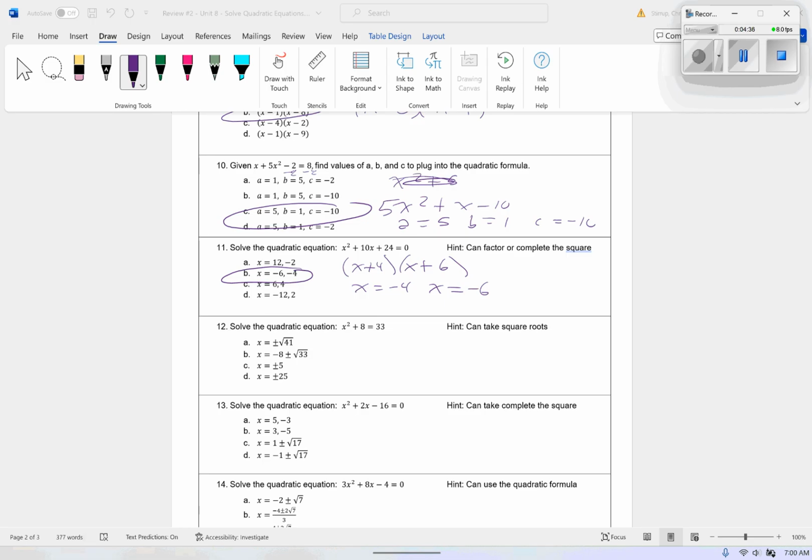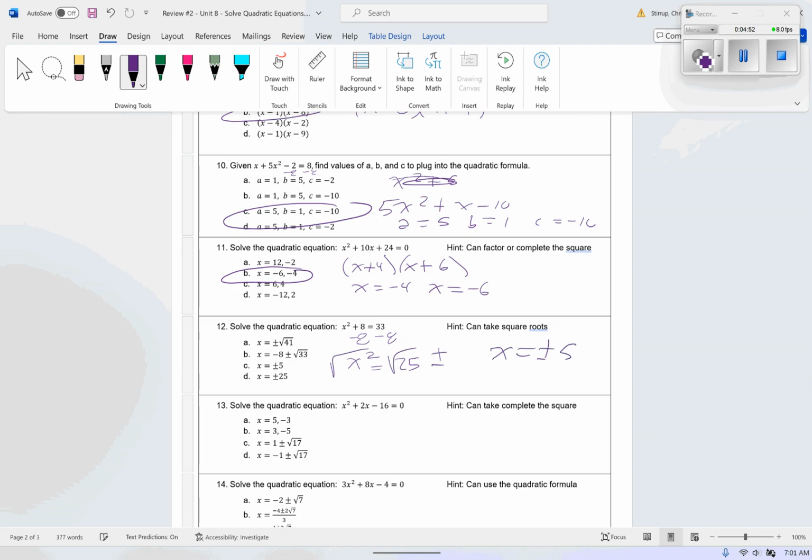We want to solve this. So realize on this one, I'm going to subtract 8 from both sides. So I'm going to get x squared equals 33 minus 8. What's 33 minus 8, guys? Yeah, it's 25. Root, don't forget the plus minus. So x equals plus or minus 5. There's our answer.